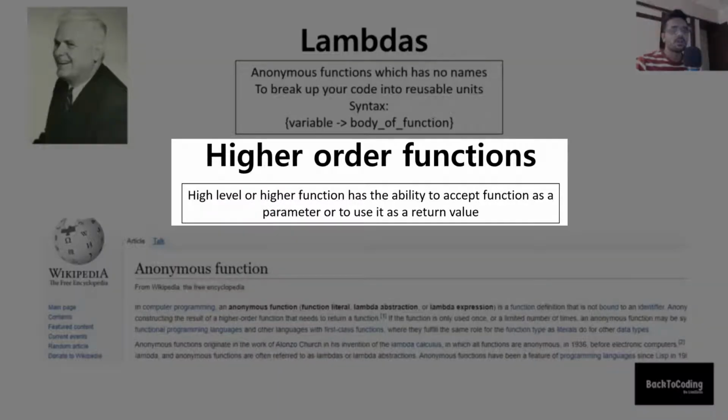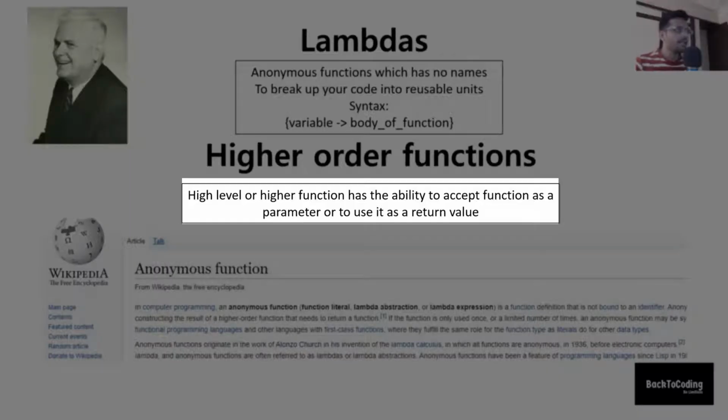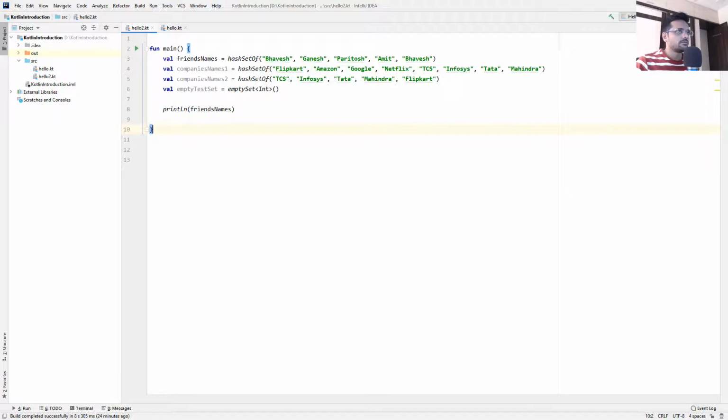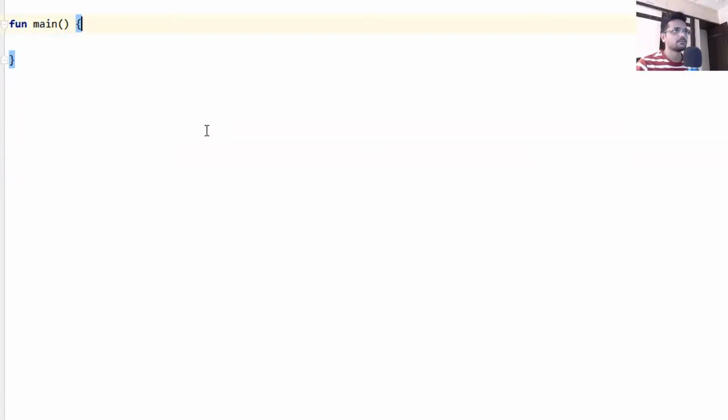Also, we need to know about higher level functions to better understand our topic. So, a high level function or higher order function is a function which has the ability to accept a function as a parameter or to use it as a return value. To better understand both of these topics, let's see them practically. First, we'll create a function the normal way, then we'll convert it using lambdas.